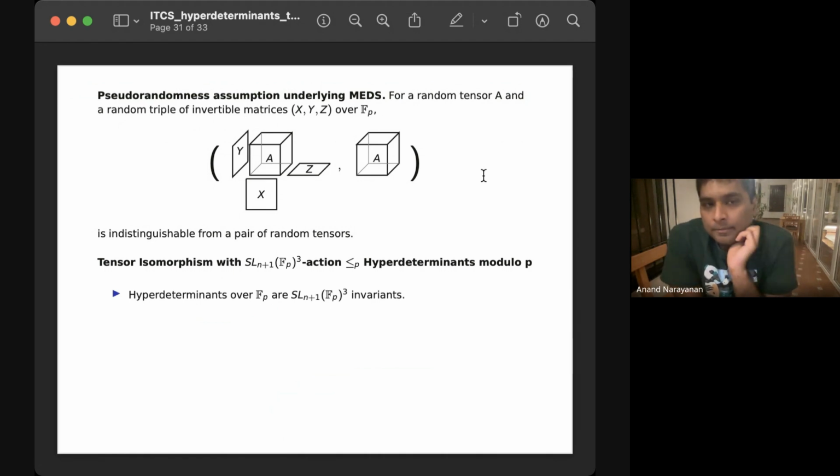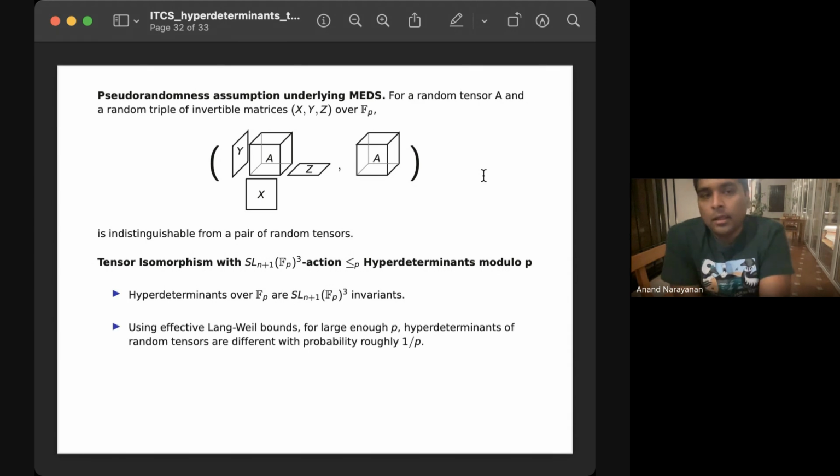And here, the easy part is that hyperdeterminants are invariants of the SL_N action. So two things that are isomorphic will always have the same hyperdeterminant value, right? So if it's in the first distribution, the hyperdeterminant being equal tells you they are. And surprisingly, the hard part is proving that if I take two random tensors, then the hyperdeterminants are not the same, right? You would expect this heuristically to happen with probability 1 over p.